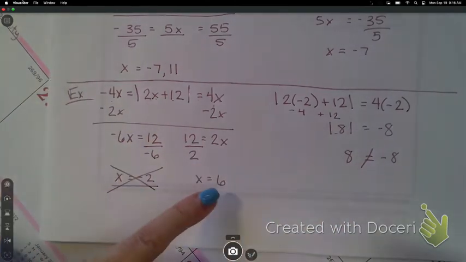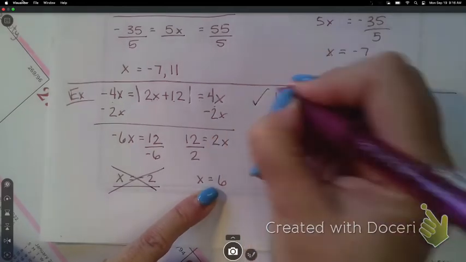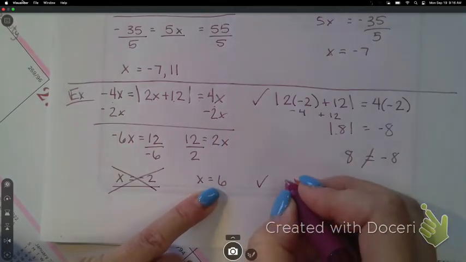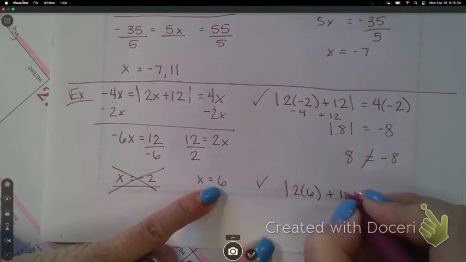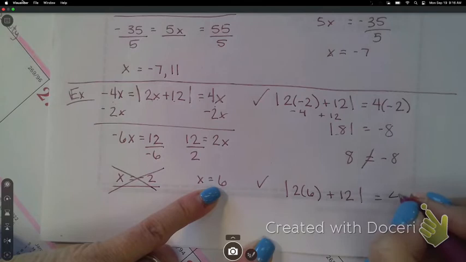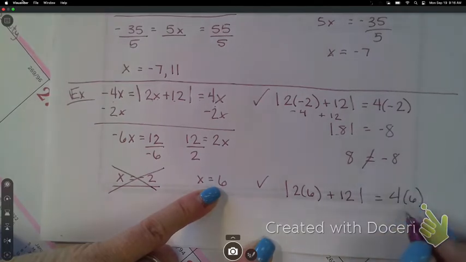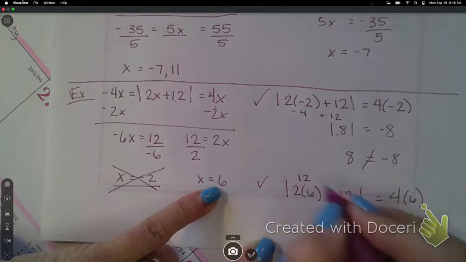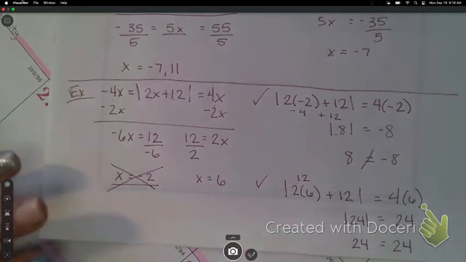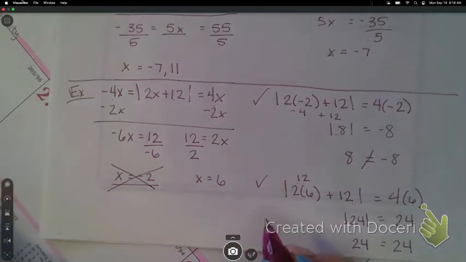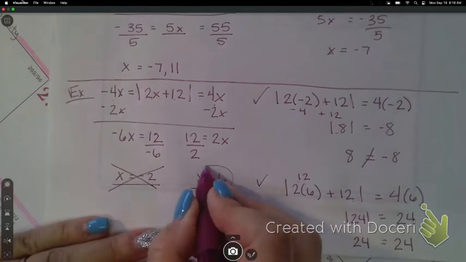So let's check the 6. This is our check, guys. So the absolute value of 2 times 6 plus 12. 4 times 6. Well, 4 times 6 is 24. And this is 12. And 12 plus 12 is? And the absolute value of 24 is? 24. So does this one work? Yes. So the only answer I have then is 6.